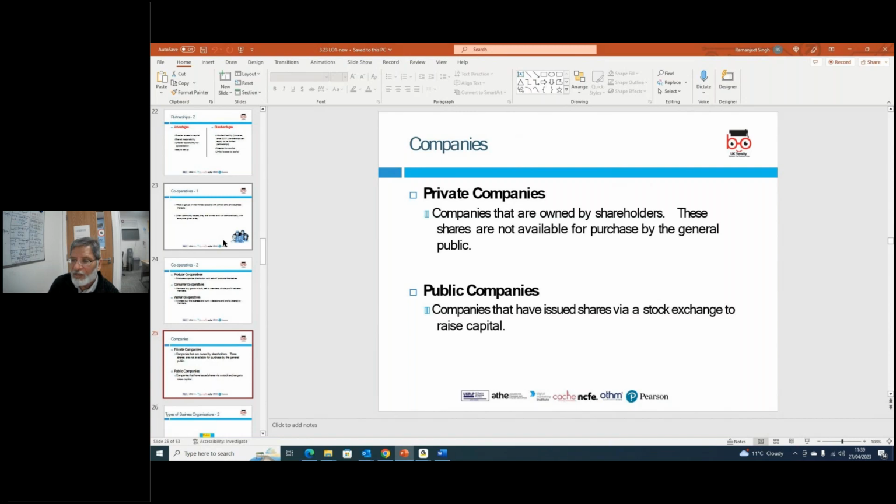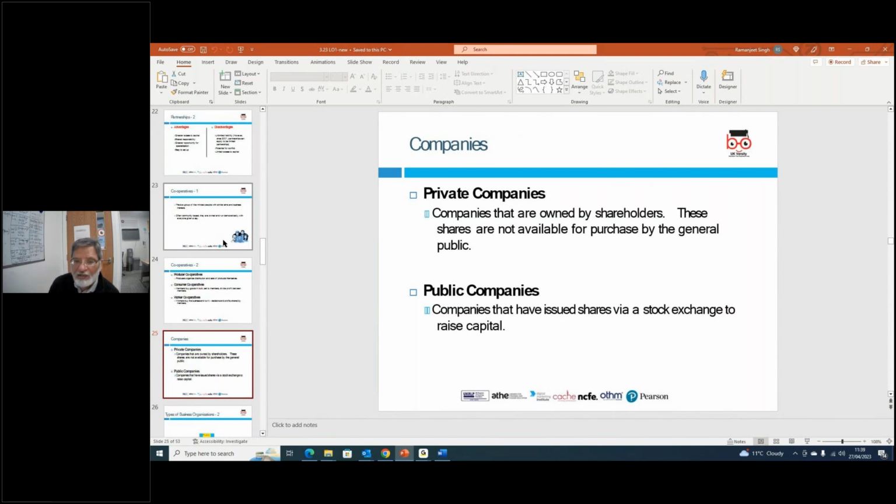Other examples are car companies like Tesla, banks, and pharmaceuticals. The disadvantage of getting bigger and bigger is it may get out of hand, maybe lack of communication, lack of coordination, lack of control, and you lose track of who's doing what. But the public company can buy and sell shares on the stock exchange.